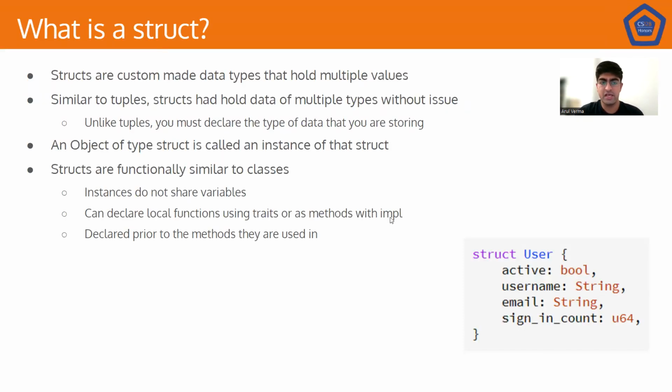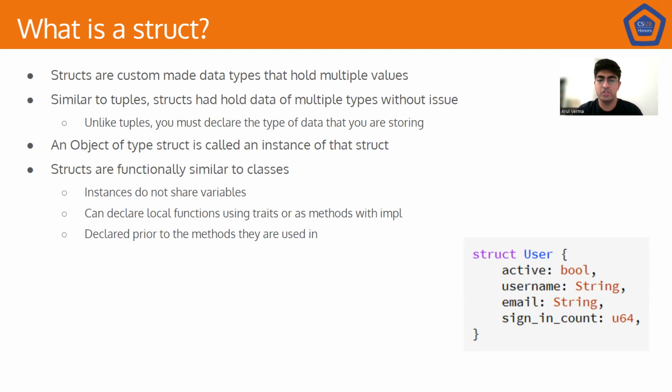So we talked about this last week, but what is a struct? Well, a struct is a custom-made data type that holds multiple values of multiple types. You have to specify the type of the data that you're storing, but otherwise you can store as much data as you want to, unlike a tuple. And an object of a type struct is called an instance of that struct, much like an instance of a class. And structs are fundamentally very similar to classes as they are in other object-oriented programming languages, such as the fact that instances do not share variables and they do share global functions.